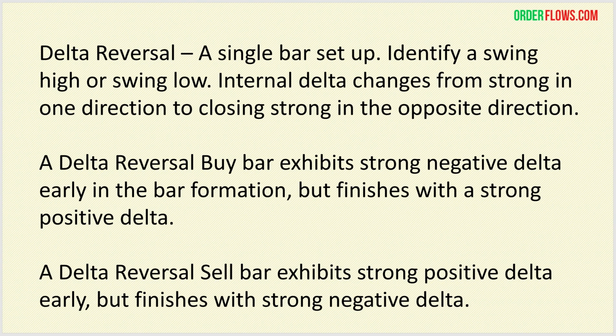Now, Delta reversal. This is the last one I'm going to talk about. Delta reversal is a single bar setup, and it identifies a swing high or swing low. The internal delta changes from strong in one direction to closing strong in the opposite direction. Remember, it's a single bar setup. The delta reversal buy exhibits strong negative delta early in the bar formation, but finishes with a strong positive delta. A delta reversal sell exhibits strong positive delta early, but finishes with strong negative delta.